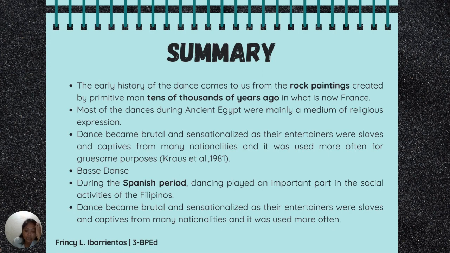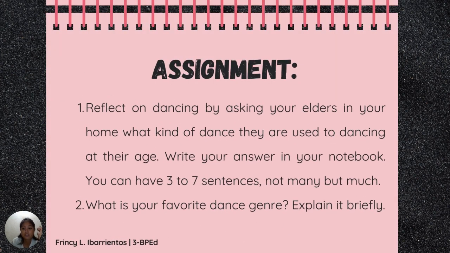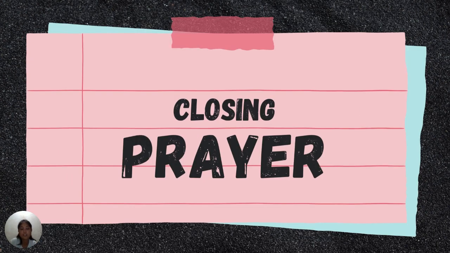Okay, thank you for listening. This is the assignment of this topic. Number one, reflect on dancing by asking your elders at home what kind of dance they used to dance at their age. Write your answer in your notebook, or you can put your answer in Google Docs and submit it as PDF. You can have 3 to 7 sentences, not many but much. And lastly, what is your favorite dance genre? Explain it briefly.